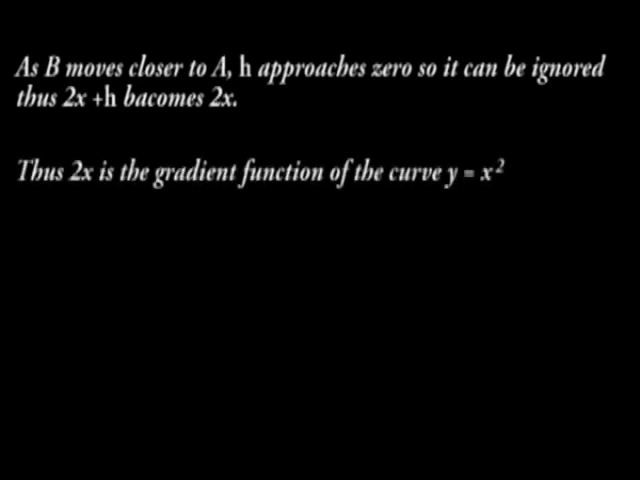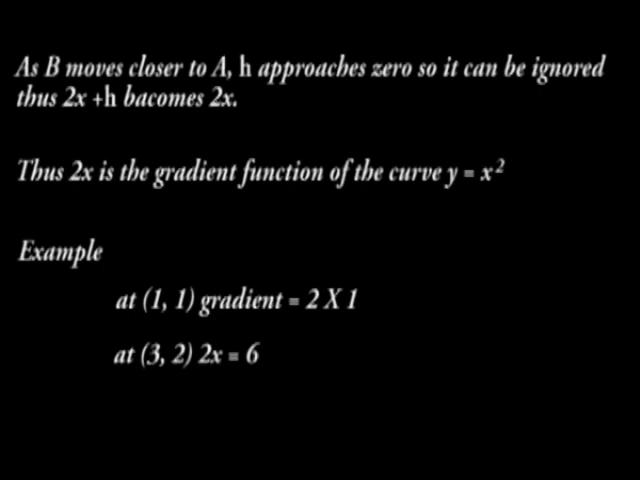As B moves closer to A, h approaches 0, and therefore it can be ignored, and thus we have 2x. 2x is the gradient function of the curve y is equal to x squared. Thus, this function can be used to find the gradient at any point on the curve by simply substituting the values. For example, at point (1, 1), the gradient is 2 times 1. At point (3, 9), the gradient is equal to 6.